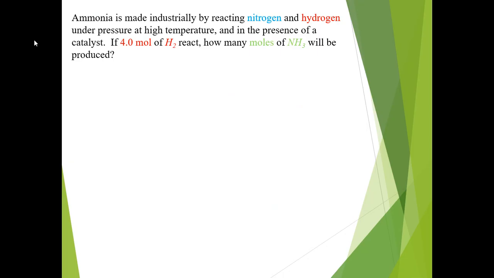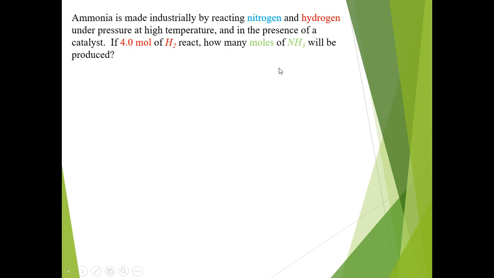Okay, so here's a couple of examples of basic mole-to-mole stoichiometry problems. This is just the first set. If you want, take a second and read the question. It says ammonia is made by reacting nitrogen and hydrogen, and then it gives you a certain amount of moles of hydrogen to react, and then it wants you to know how many moles of ammonia will be produced.